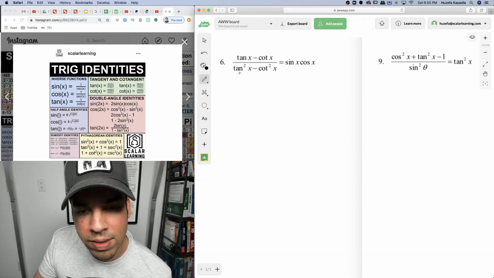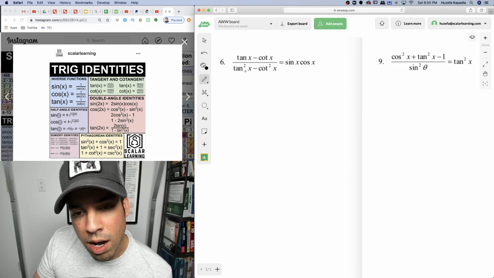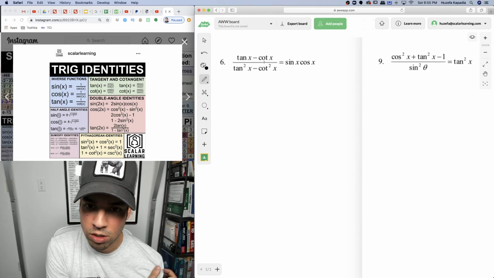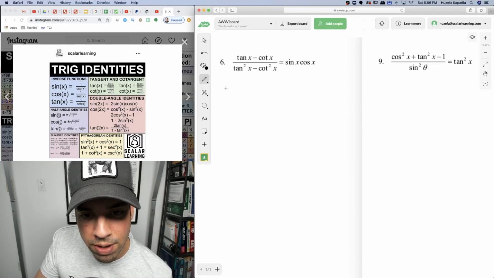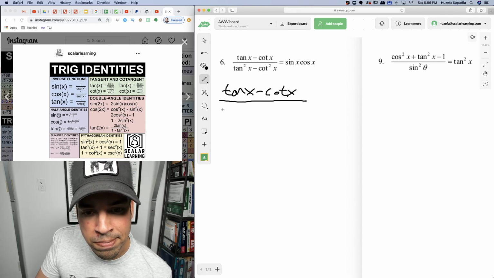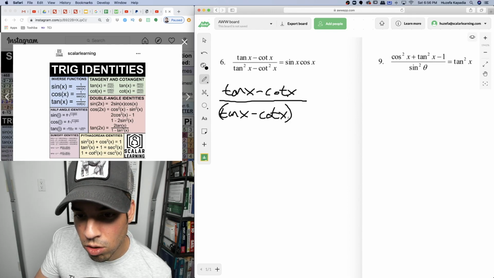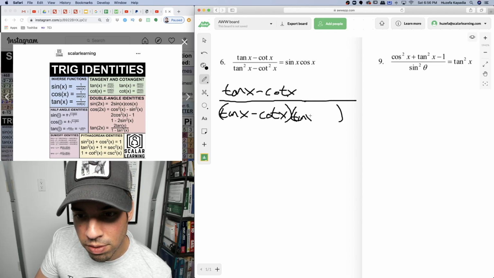Okay, number 6. So I've got these nice square values on the bottom, and I've got non-squared terms on the top. Immediately, again with this one, I'm seeing a difference of squares. So the way I'm going to take that is I am going to factor that out. I'm going to factor out the bottom: tangent of x minus cotangent of x times tangent of x plus cotangent of x. Remember I said don't forget all the rules that you've learned from quadratics and factoring.